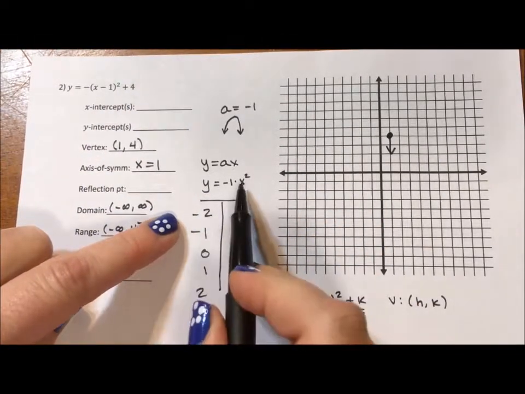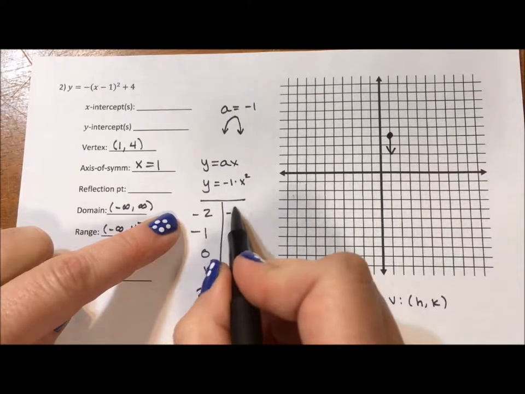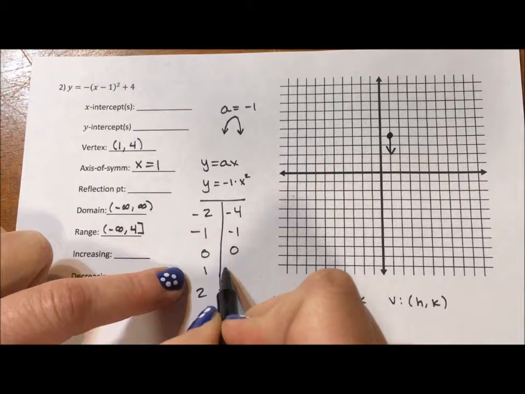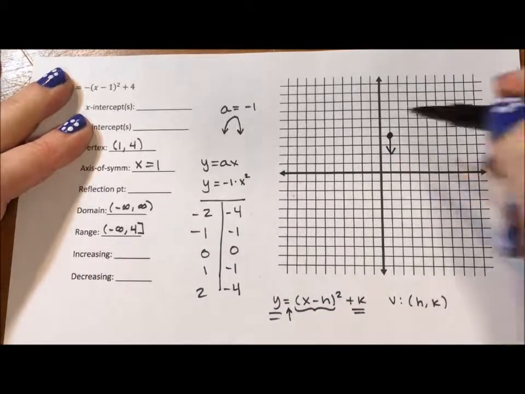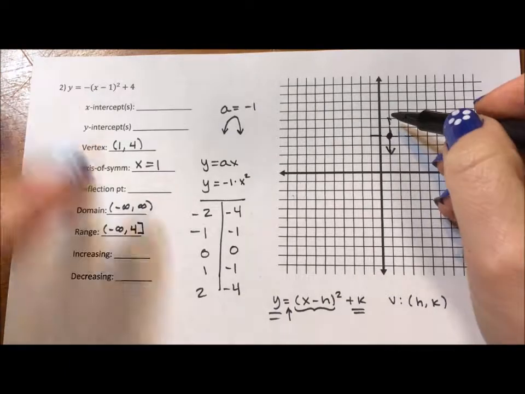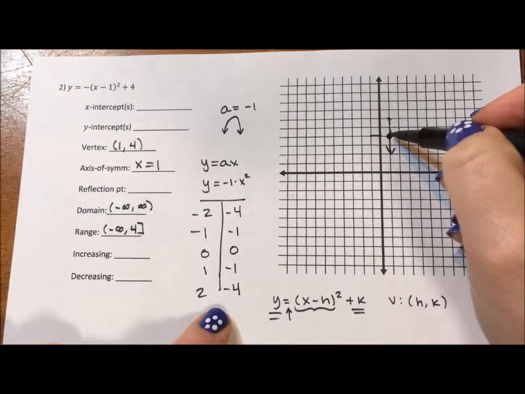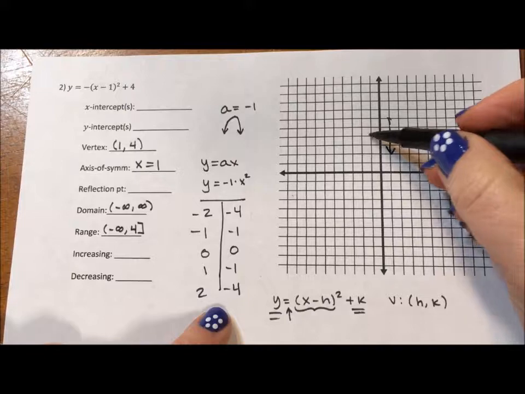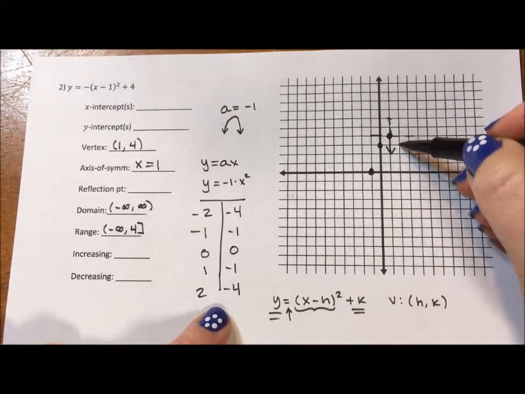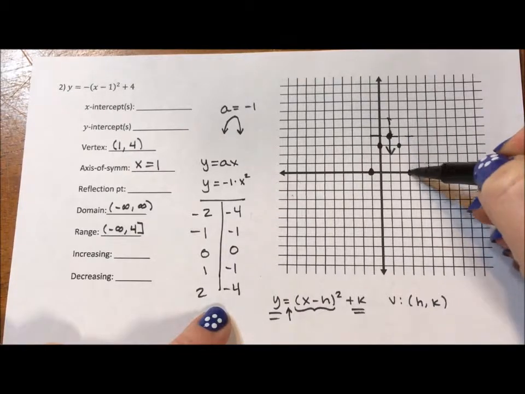Squared. Negative 2 squared is 4. 4 times negative 1 is negative 4. Negative 1 squared is 1. 1 times negative 1 is negative 1. 0, negative 1, negative 4. If we make our vertex our origin, then we can do this table of values from this point. Not from the origin, from the vertex. Negative 2, negative 4; negative 1, negative 1; 1, negative 1; 2, negative 4.